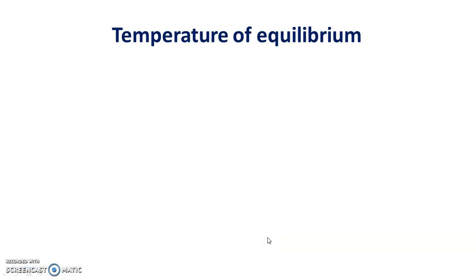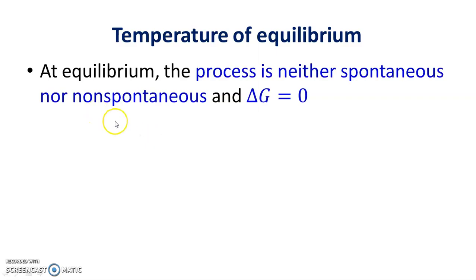In the last video, we have seen the Gibbs energy and the spontaneity of the process. Now in this video, we are going to discuss the temperature of equilibrium and Gibbs energy and the equilibrium constant. Now at equilibrium, the process is neither spontaneous nor non-spontaneous. And at equilibrium, we know that delta G is equal to 0 as well as delta S is also equal to 0.